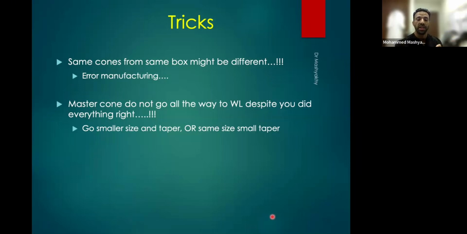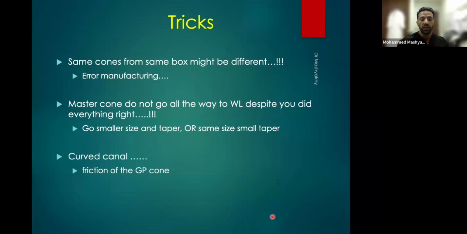When you push it, it goes all the way down. But the gutta percha, when it has friction from different dimensions, it stops. So you think it's short, and you think you did not do your job perfectly. No, it's because of the friction. So what you do, you go a little bit smaller size, okay? A little bit, not that much. In a curved canal, friction of the gutta percha cone, that's what I just explained right now.